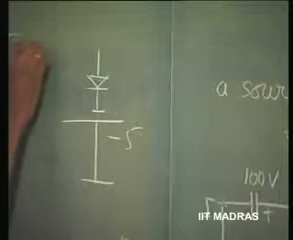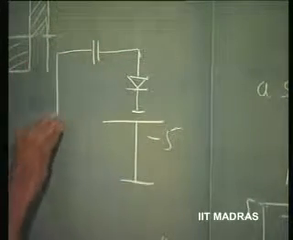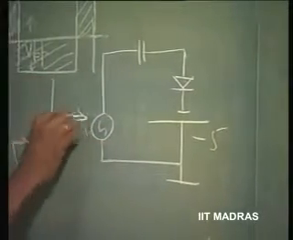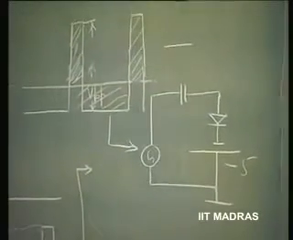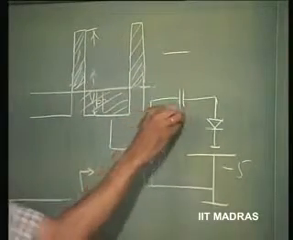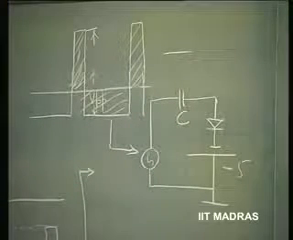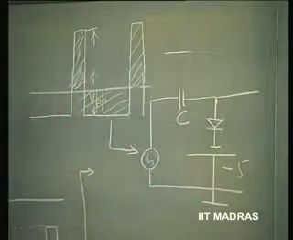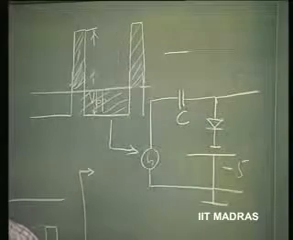Then I can put a capacitor and then this AC. So this is the AC that is applied, which has no DC in it, and if I apply this AC to this, the capacitor will automatically get charged in such a manner that this output voltage is always going to be more negative than minus 5 volts.